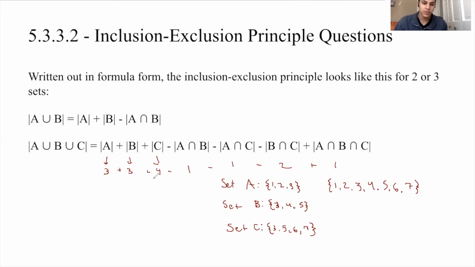So 3 plus 3 plus 4 is 10, minus 1 is 9, minus 1 is 8, minus 2 is 6, and then plus 1 at the end, because look, you're 1 short, because you ended up accounting for 3 0 times. So plus 1 to make sure you're accounting for all the numbers once is going to be 7. And so you have 7 numbers in this union set.